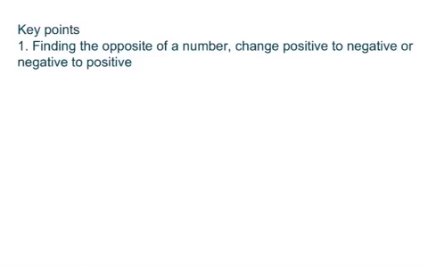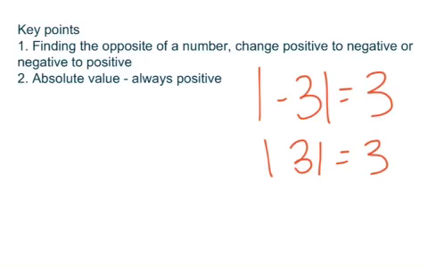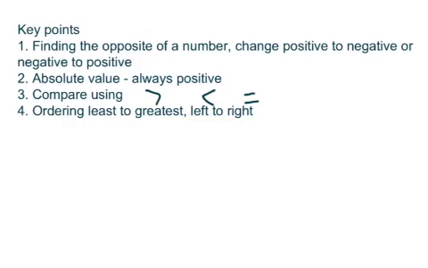Let's review the key points from this lesson. Number 1, finding the opposite of any number, you just change it from positive to negative or negative to positive. Number 2, absolute value, you're finding the distance from 0, and distance is always positive. So if it's a negative number in your absolute value, you just change that to a positive. If it's a positive number, it stays positive. We compare numbers using the greater than, less than, or equal sign. And when we order numbers from least to greatest, we go from left to right on the number line.